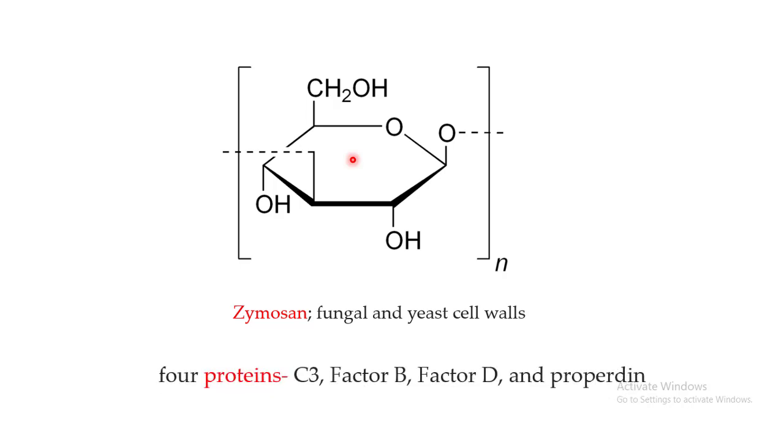When you talk about the alternative complement pathway, four proteins are very important: the C3 protein, the factor B, the factor D, and the properdin. And these three factors, the factor B, the factor D, and the properdin, you are not going to see in the classical pathway. So they are specific for the alternative complement pathway.